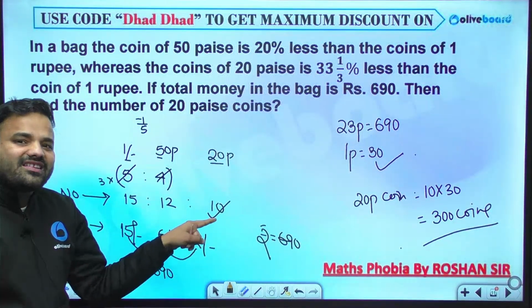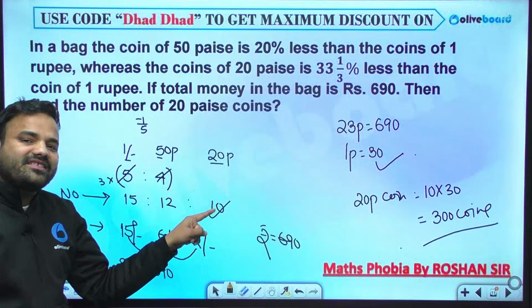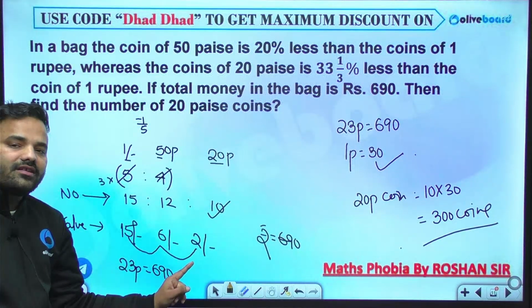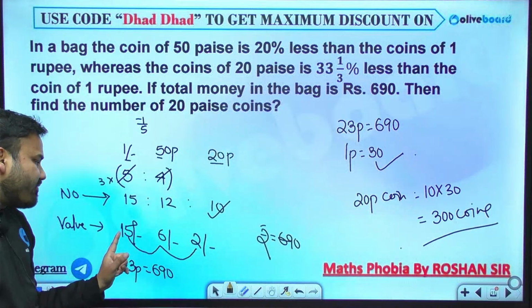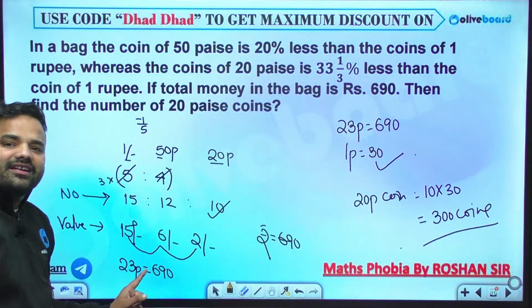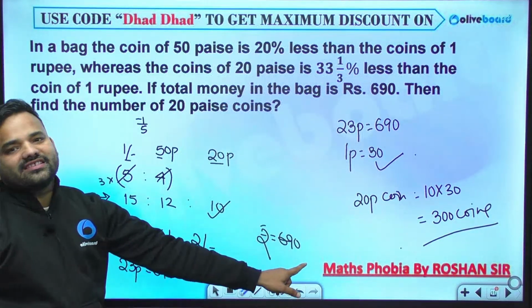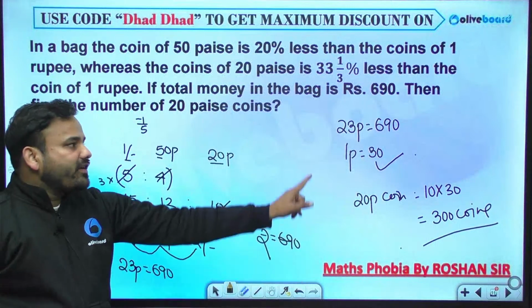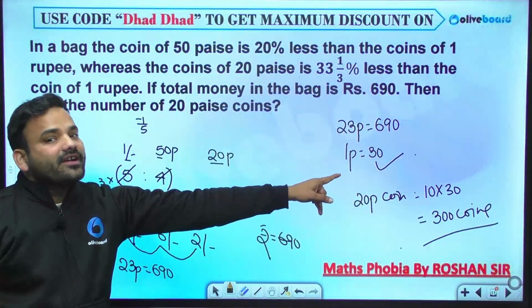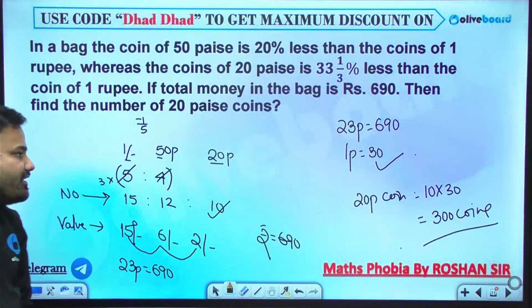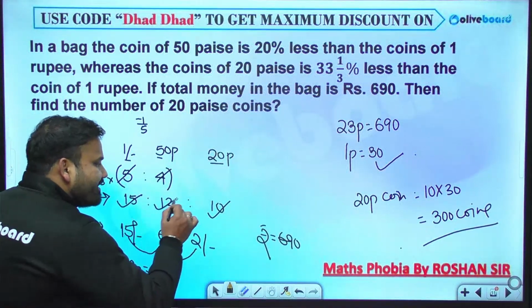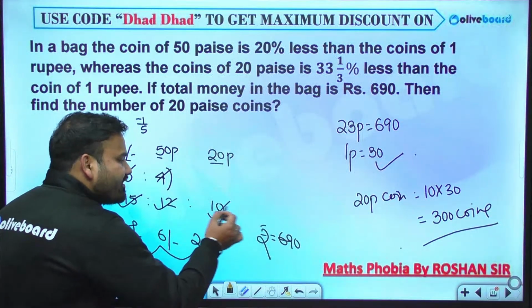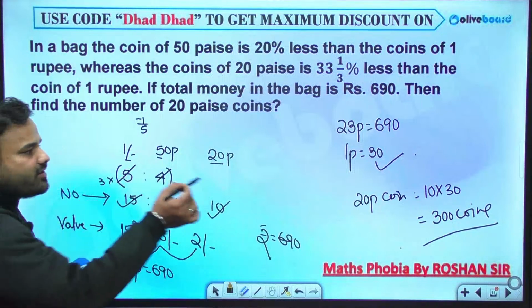So if a person is having 10 coins of 20 paise, that means he is carrying 2 rupees. So according to my ratio, the entire money in the bag is 15 plus 6, 21 plus 2, that is 23, which according to the question is 690. So 23 is 690, that means 1 unit will be 30, and if each unit is 30, so 30 times of 15, that means 450 coins, 30 times of 12, that is 360 coins, and 30 times of 10, that is 300 coins. So coins of 20 paise will be 300.